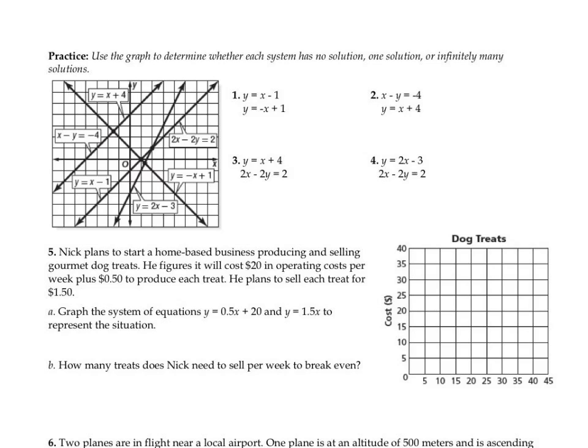So we can look for that one, and I'm going to highlight it for you. So here is our first line, y equals x minus 1. Now we're going to look for our second line, y equals negative x plus 1. And highlighted here is our second line. So, since these two lines intersect at some point on this graph, we know that the system is going to have one solution. So that's what we're going to write for number 1.